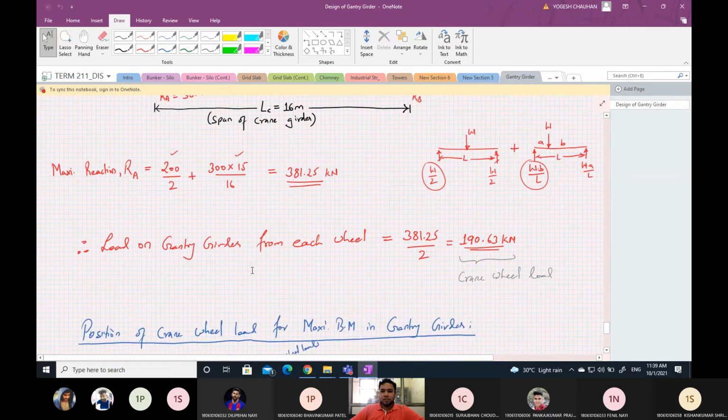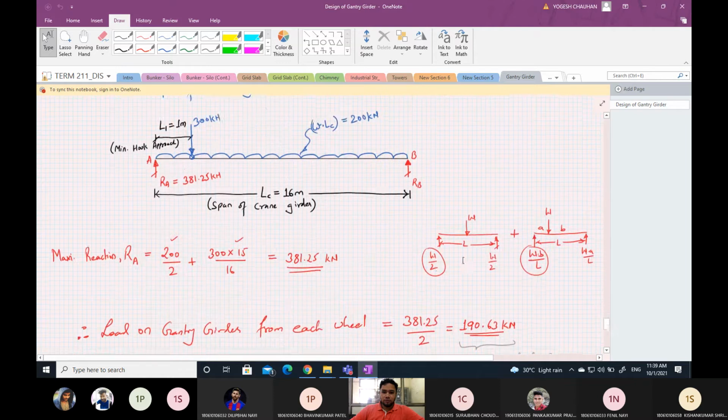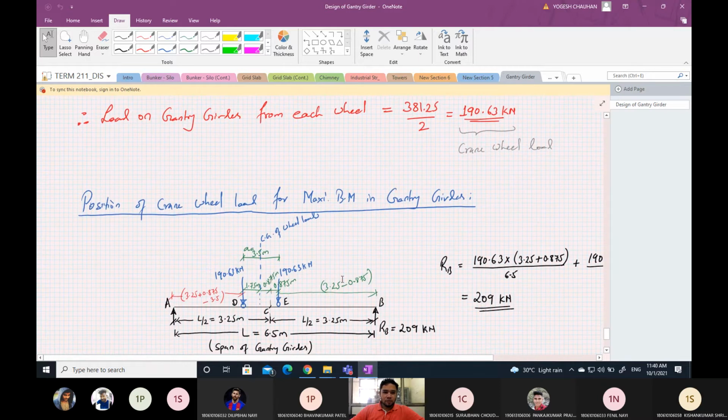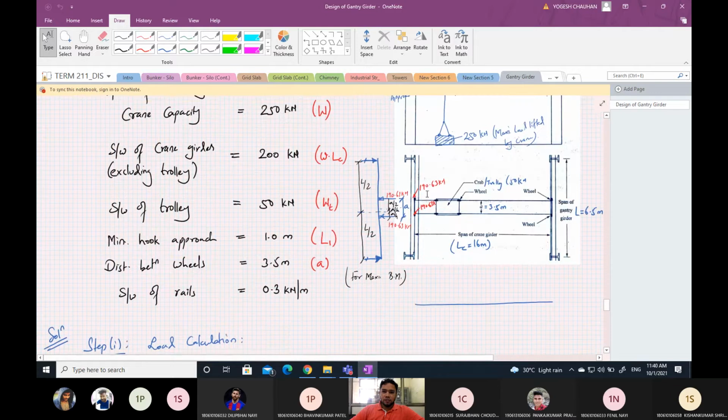Then the load on the gantry girder from each wheel: we have two wheels on the trolley, so it will be divided equally among the wheels. So it is divided by 2. The crane wheel load is 190.63. Now you find the position of the crane wheel load which gives the maximum moment in the gantry girder.